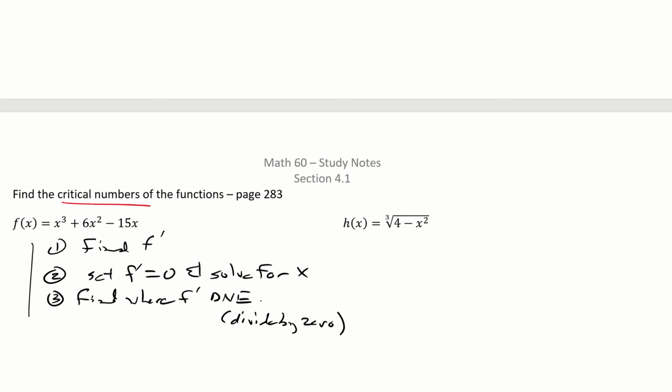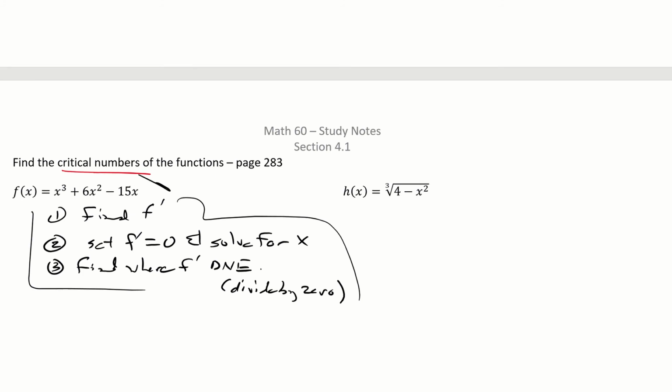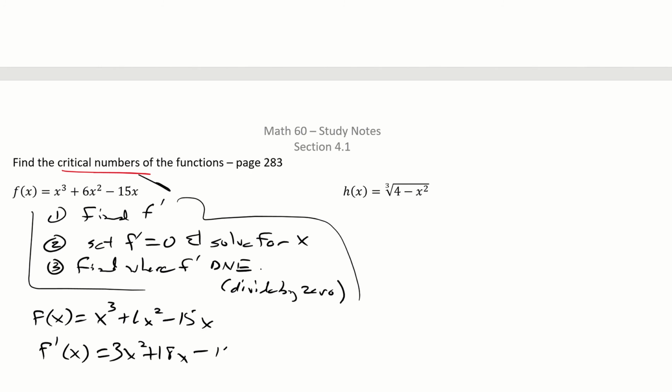Okay, so those many little steps are how you find what? Critical numbers. How you find critical numbers. So let's take this function as an example. F of x is x cubed plus 6x squared minus 15x. We're going to, 1, find the derivative. It's pretty easy. It's a polynomial. We get 3x squared plus 18x minus 15.